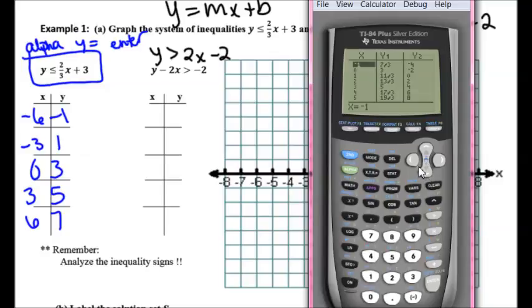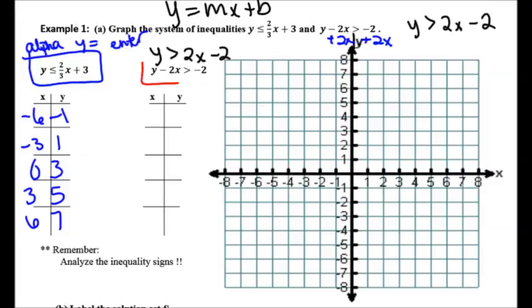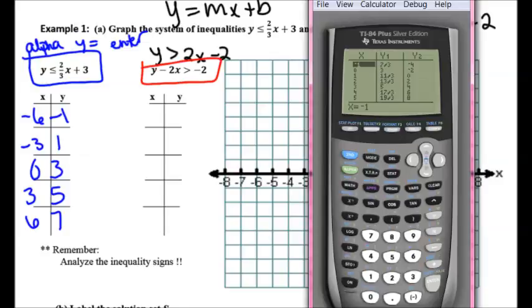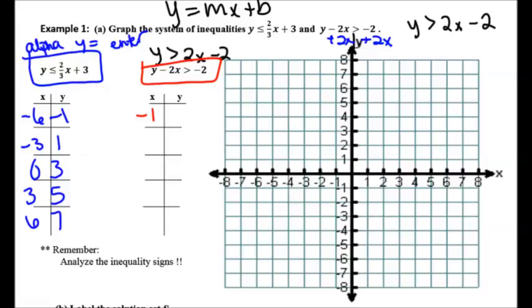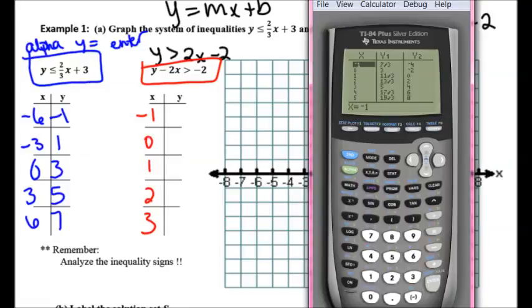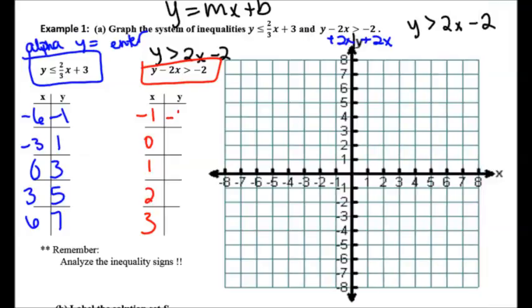For the next line, I'll call this my red line. Okay, looking at the table, copy down all of the x's and the y2's. So starting at -1 on the x, and then looking at the y's, I have -4, -2, 0, 2, and 4. We have what we need, okay?